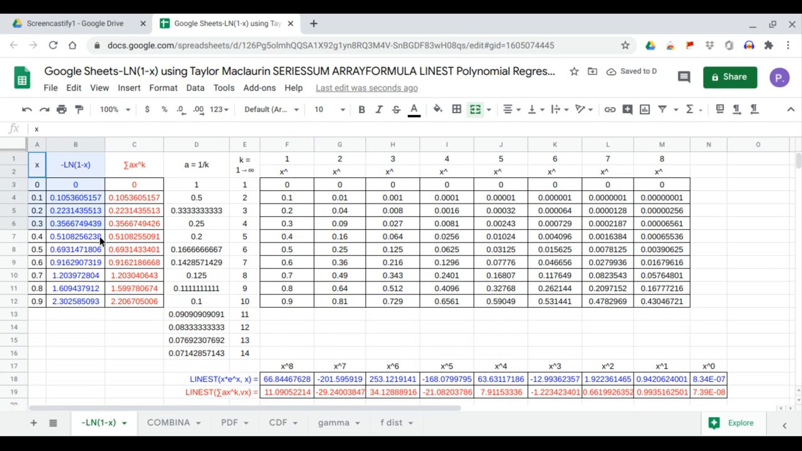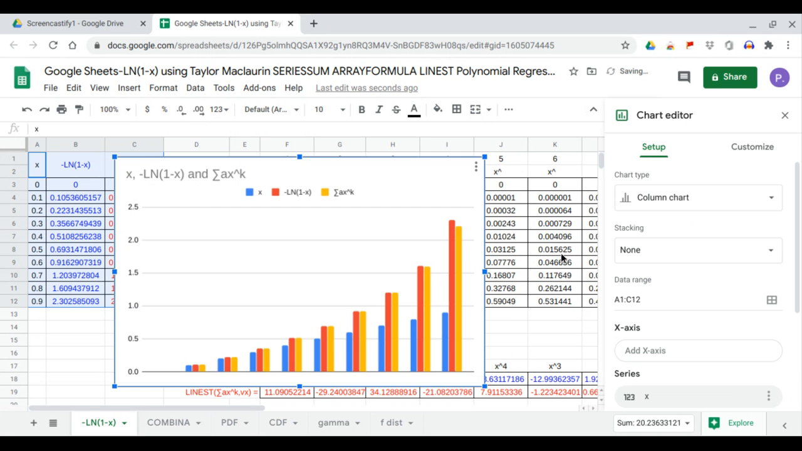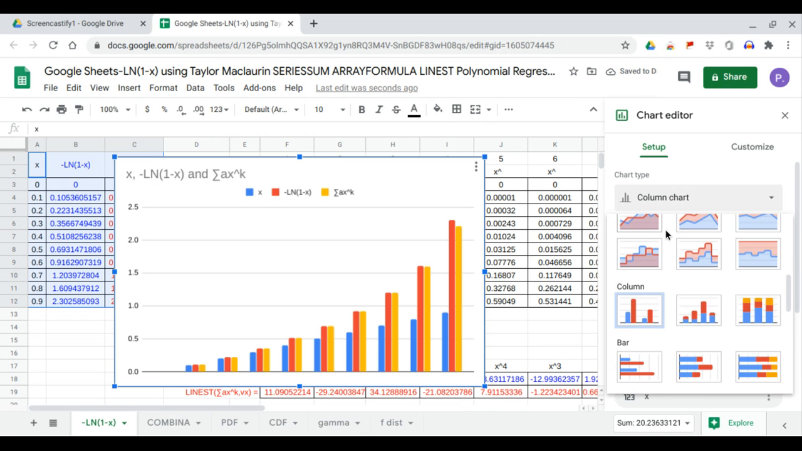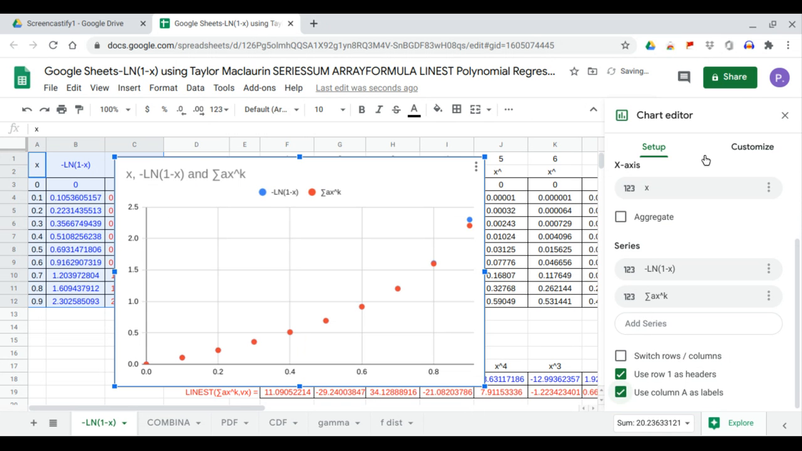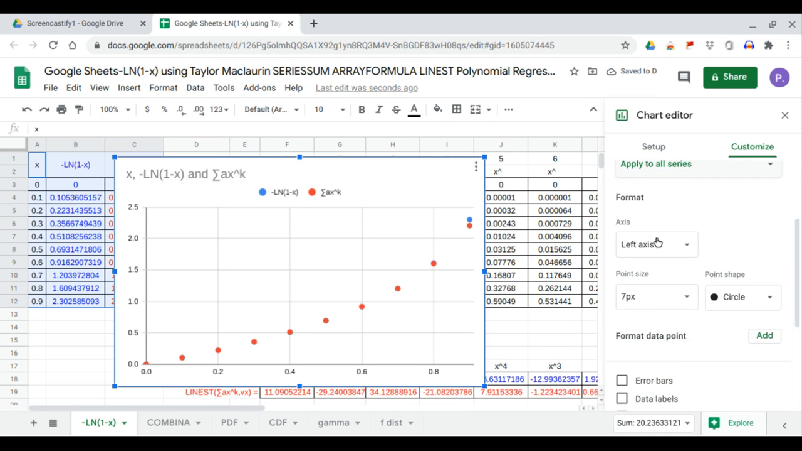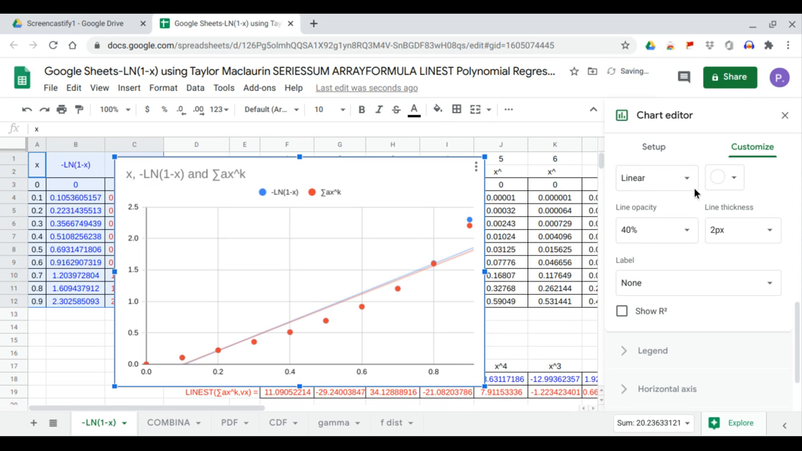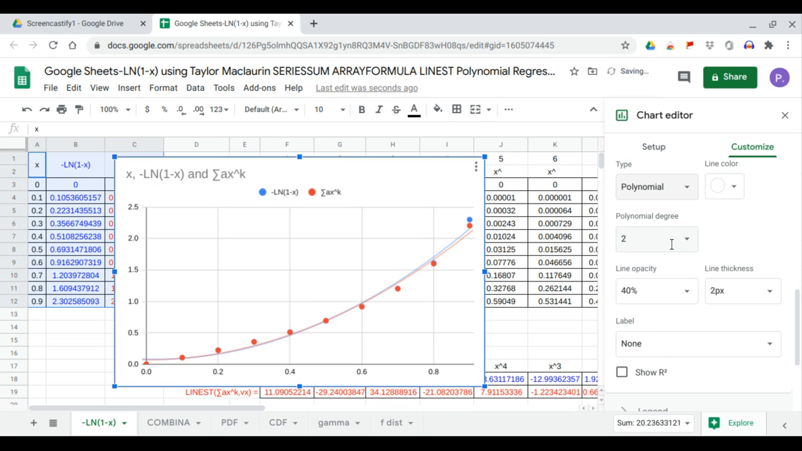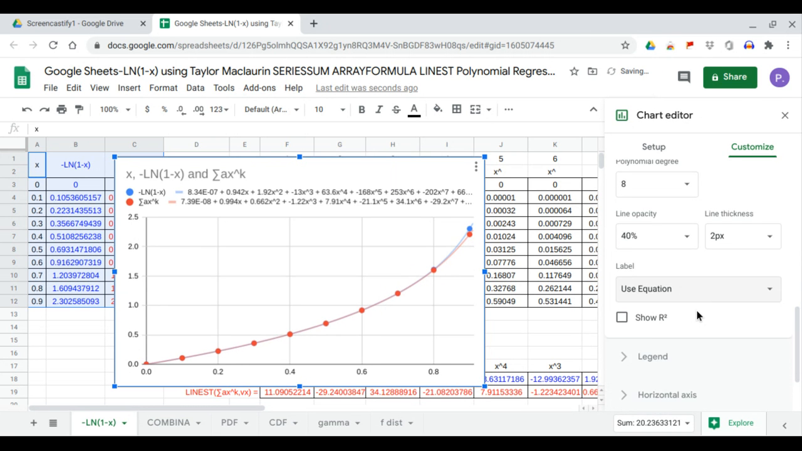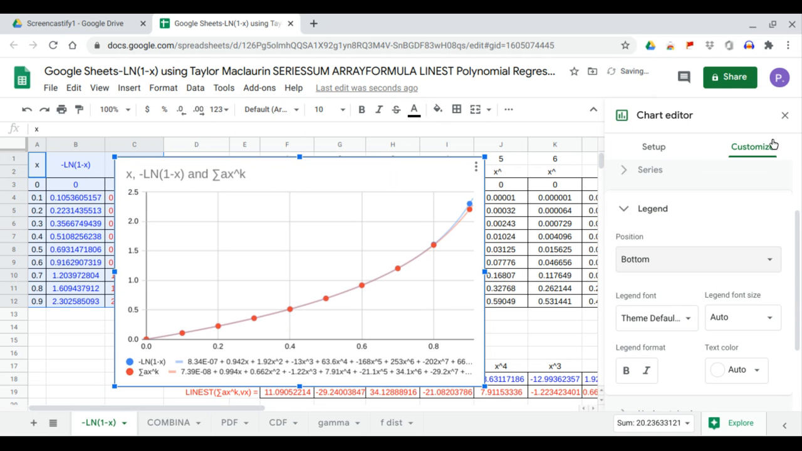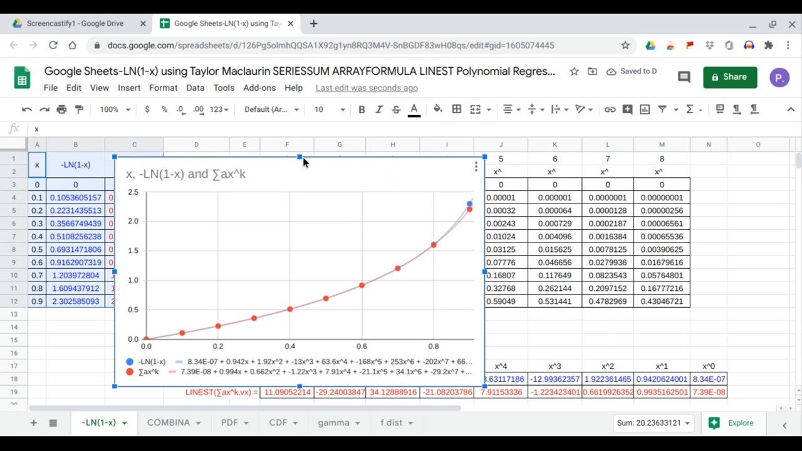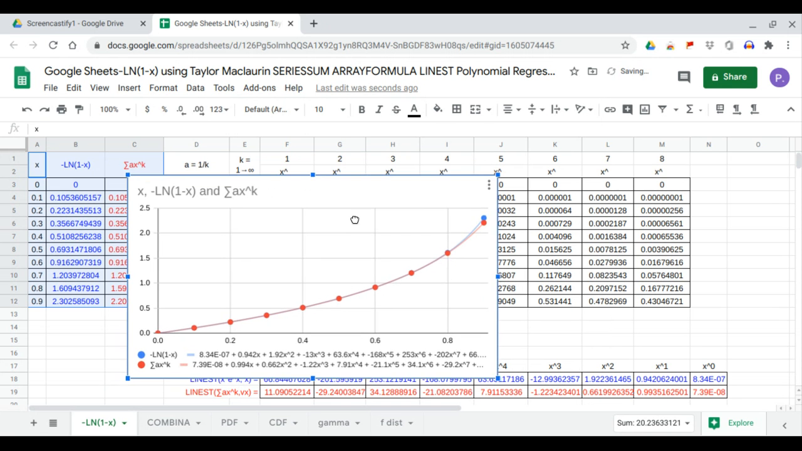At this time, we can chart this, insert, chart, to compare our trendline equation coefficients against the regression coefficients. Use scatter chart, and we generate the trendline polynomial to the 8th degree. Show the equation as label. And the legend, we move it at the bottom. And then we compare our trendline equation with our regression coefficients.